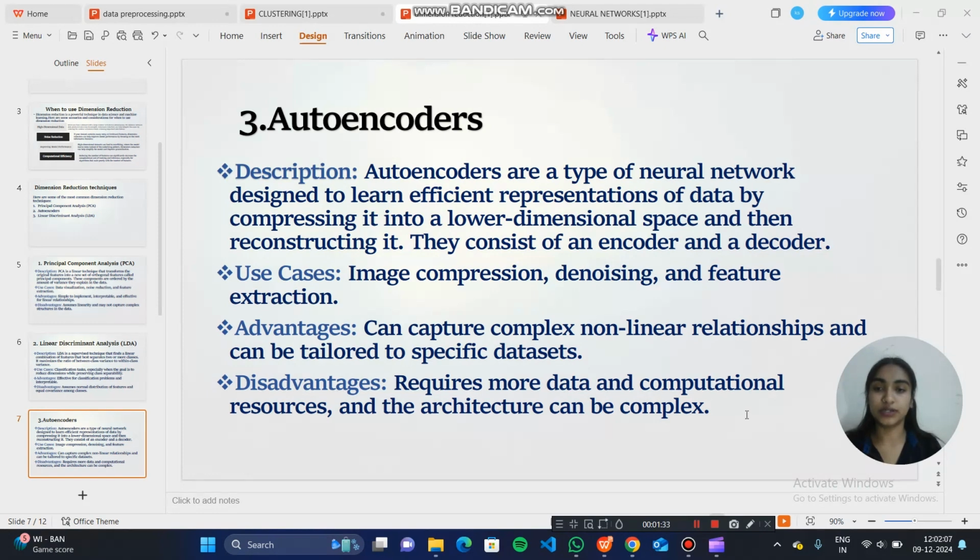Third, autoencoders. Autoencoders are a type of neural network designed to learn efficient representations of data by compressing it into a lower dimensional space and then reconstructing it. They consist of an encoder and a decoder. They are used for image compression, denoising, and feature extraction. Its advantages are that it can capture complex non-linear relationships and can be tailored to specific datasets. Its disadvantages are that it requires more data and computational resources, and the architecture can be complex.